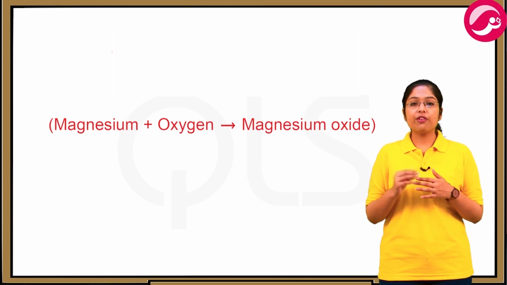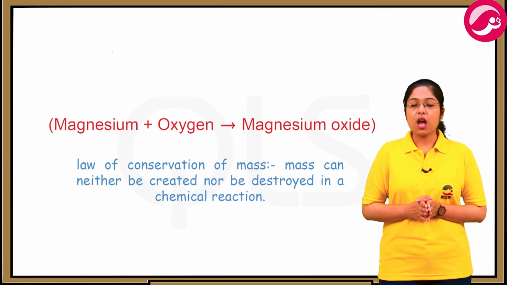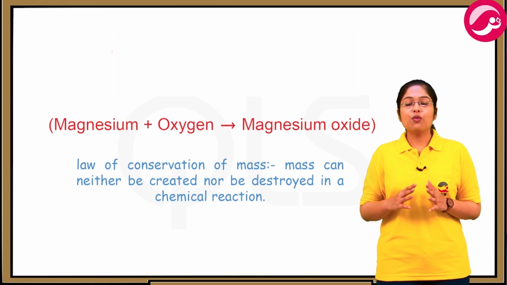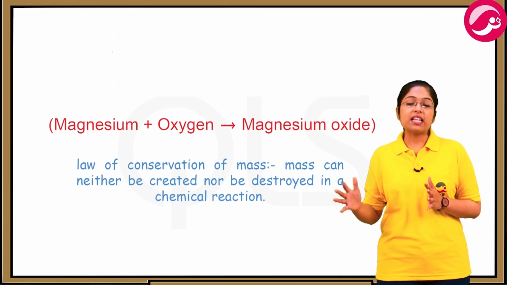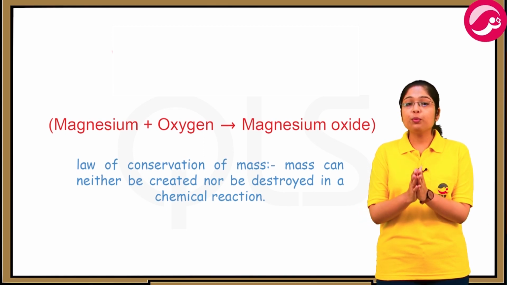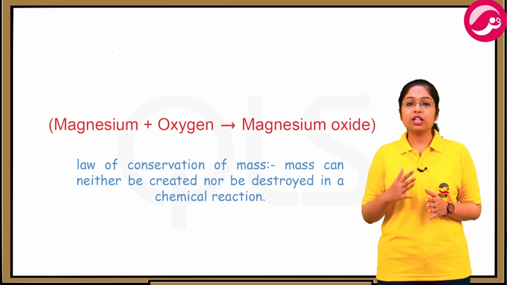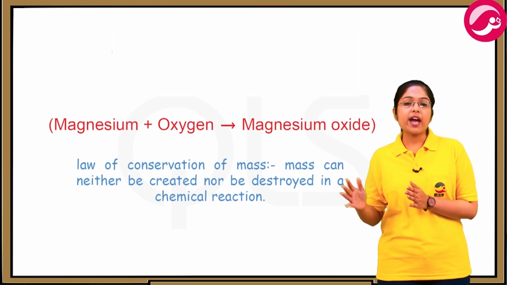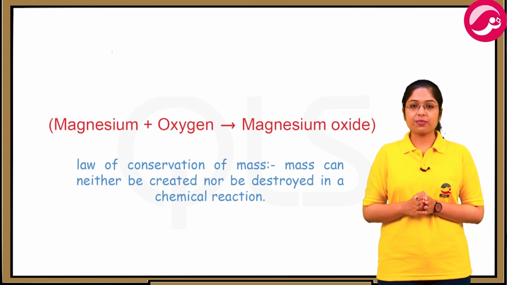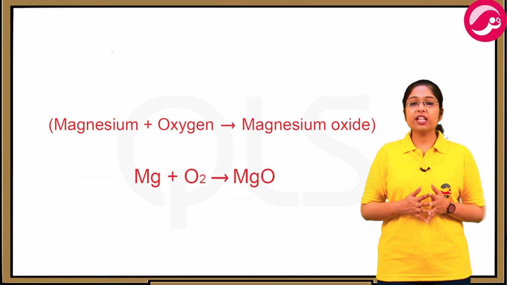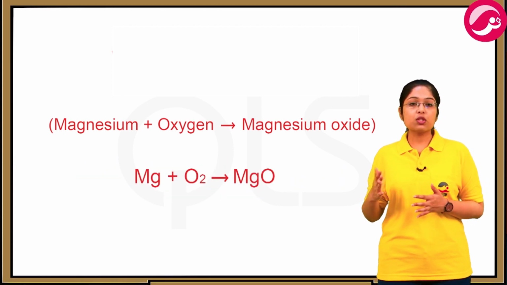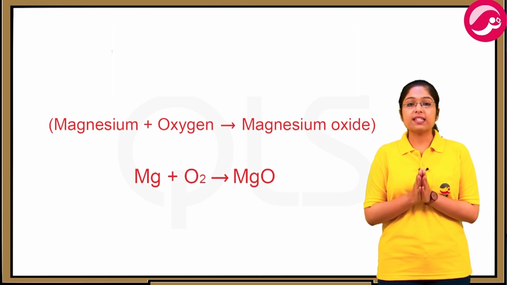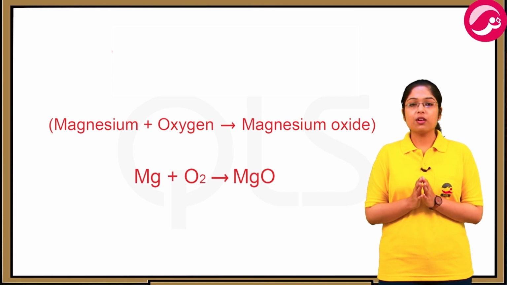Recall the law of conservation of mass. Mass can neither be created nor be destroyed in a chemical reaction, which means the mass of the reactants and the mass of the products have to be equal, or in other words, the total number of atoms of each element remains same before and after reaction. So, let's recall the equation of magnesium and oxygen. Mg plus O2 gives out MgO. So, in order to maintain the law of conservation of mass, it is necessary to balance a chemical equation.